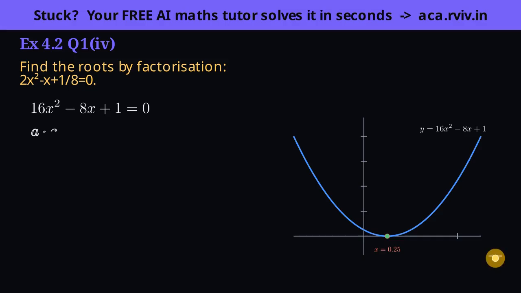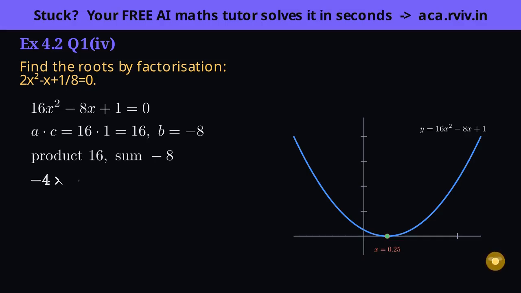With integers, compute A point C is 16 times 1, which is 16, and B is minus 8. We want two numbers with product 16 and sum minus 8. A positive product with a negative sum means both numbers are negative. Minus 4 and minus 4 fit. Minus 4 times minus 4 is 16, and their sum is minus 8. Equal numbers, a hint of a repeated root ahead.